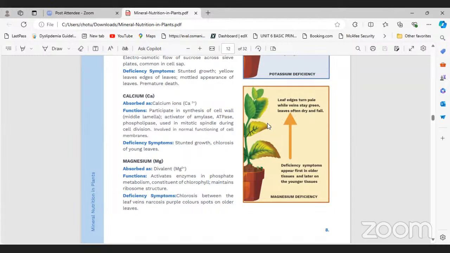Calcium is important in the synthesis of cell wall, middle lamella, activator of amylase enzyme, ATPases, phospholipids used in mitotic spindle fiber during the division, and involved in normal functioning of the cell membrane.